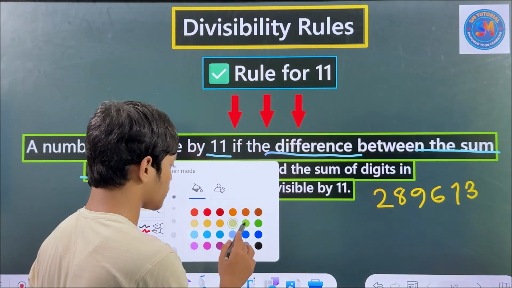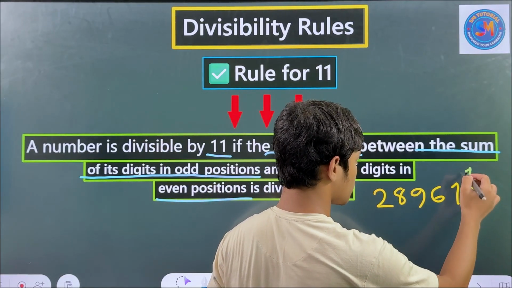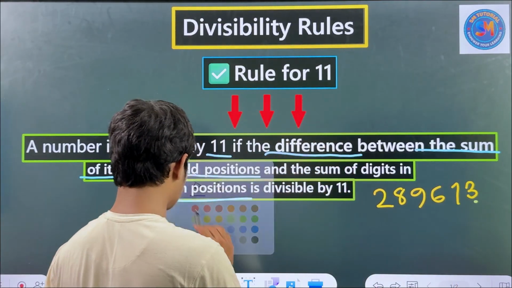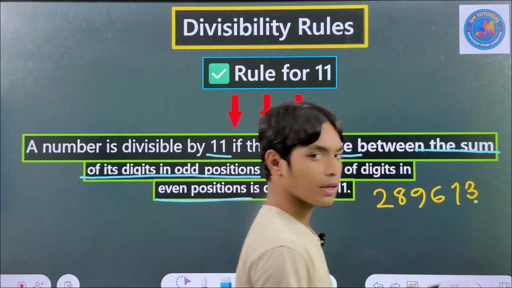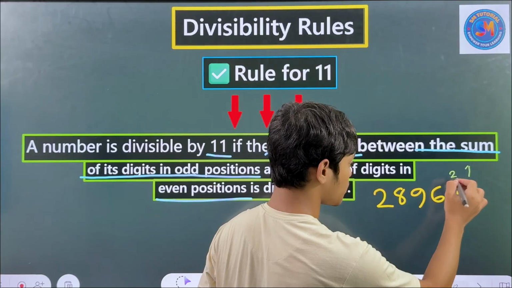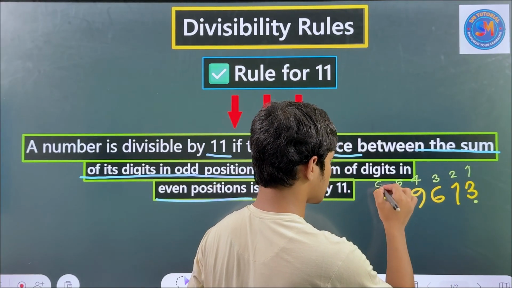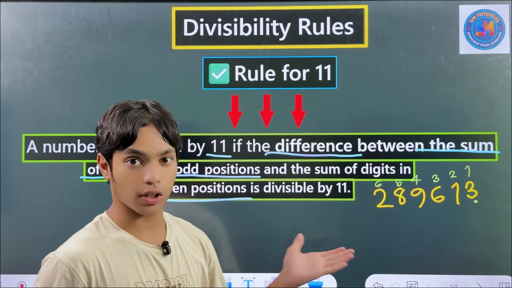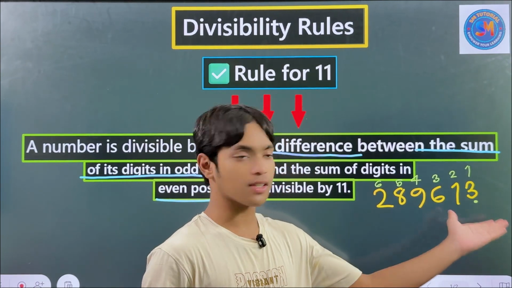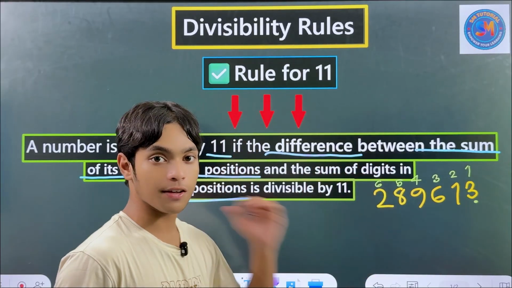If you look here clearly, this is position 1, this is 2, but if I write it a little smaller, you will understand more clearly. So 1, 2, 3, 4, 5, and 6. These are the positions of these digits. And 1 is an odd number, so this position is odd. So I think you understood this. What are the odd positions and what are the even positions?